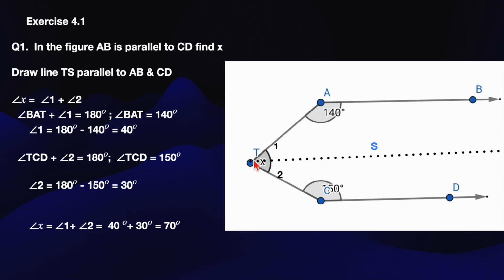Similarly, angle 2. This is the transversal. These are two interior angles on the same side of the transversal. So angle 2 plus 150 is 180. So angle 2 is equal to 180 minus 150, that is 30 degrees. So we have got angle 1 and angle 2. Now let's add them. We get 70 degrees. So x is equal to 70 degrees.